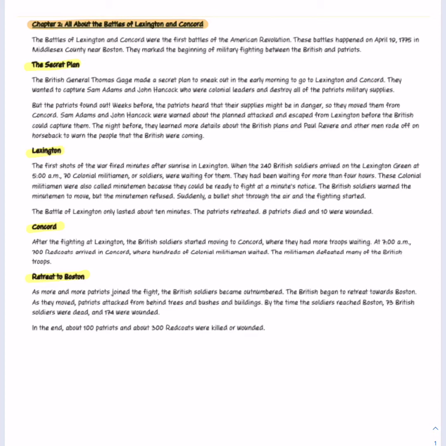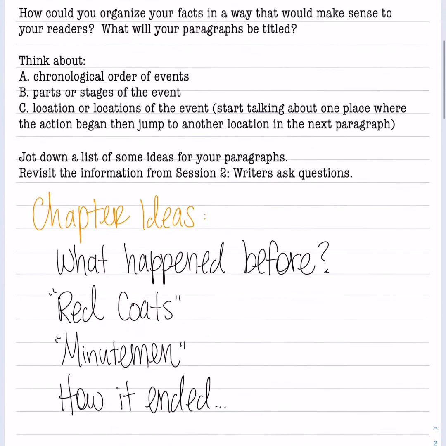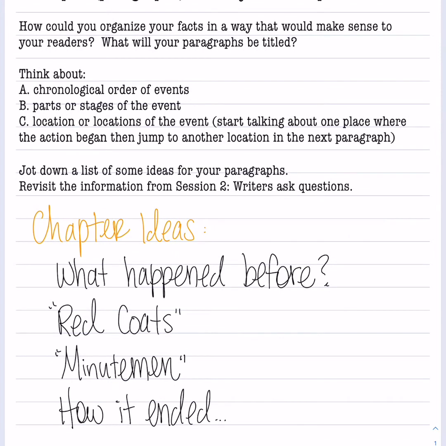Now, there are many ways that you can organize your facts. There's not just one way. And so you may be able to try different ways of organizing your facts into a way that you think makes the most sense for your readers. So on the next slide here, I'm going to give you some examples of ways that you can order your events. One way is to order your events chronologically.